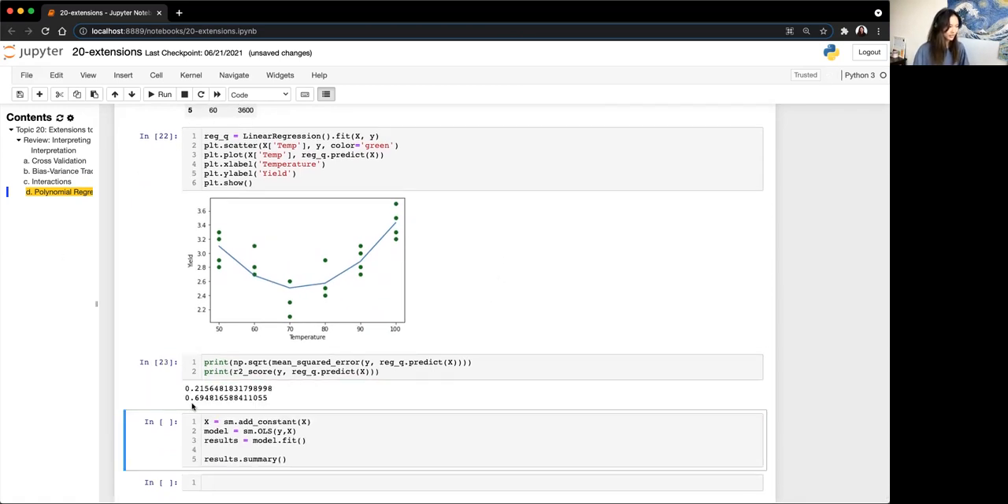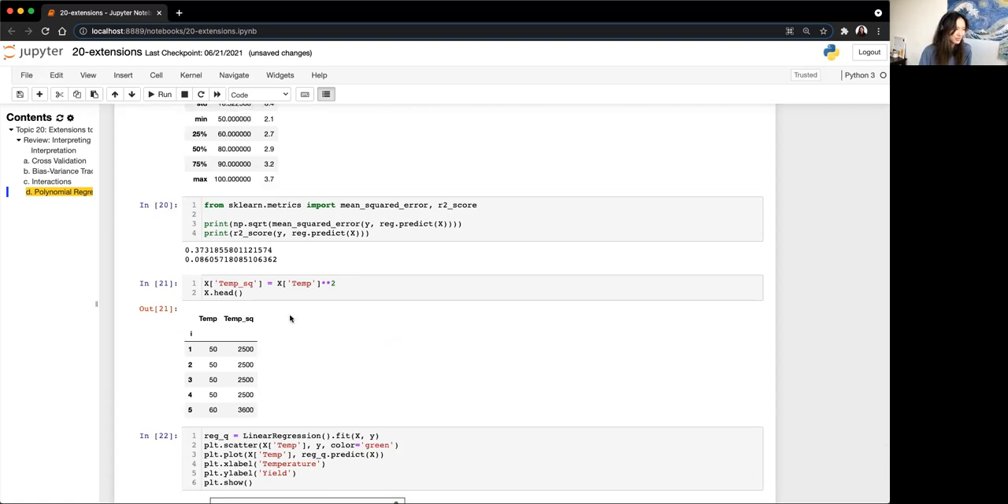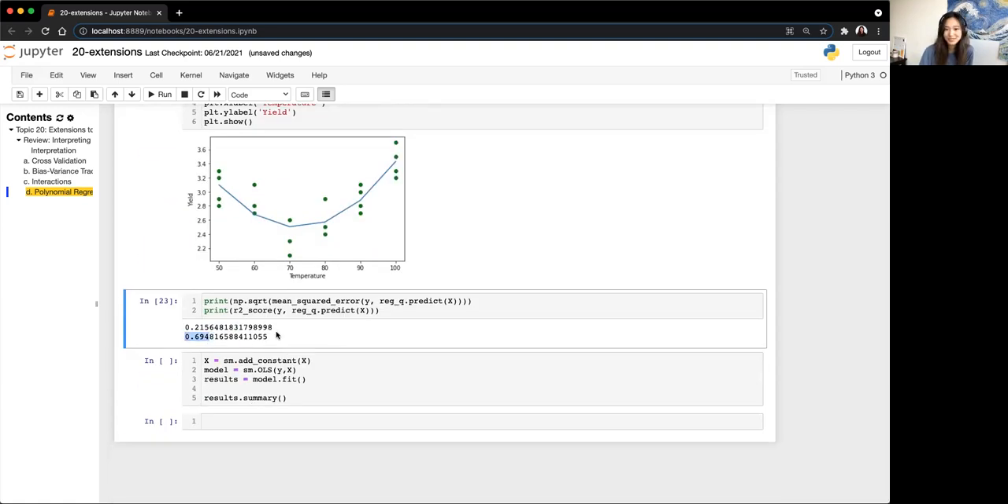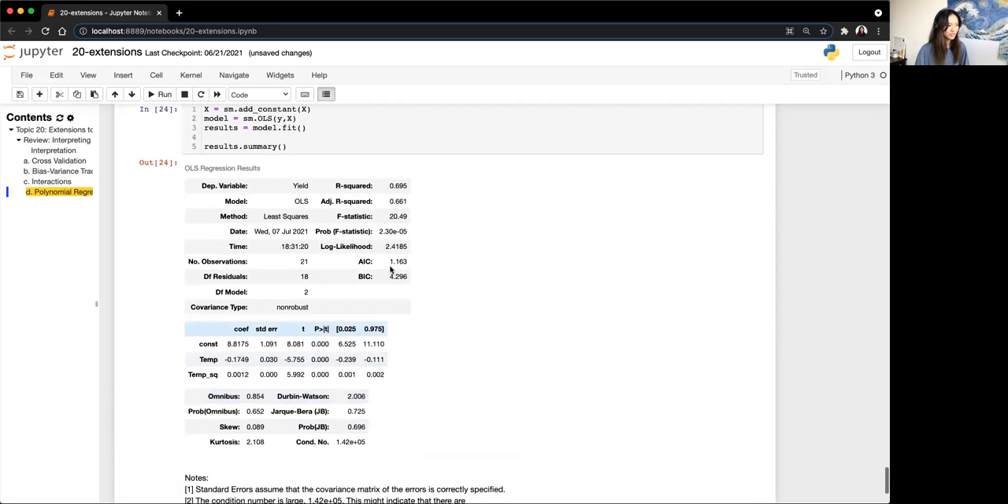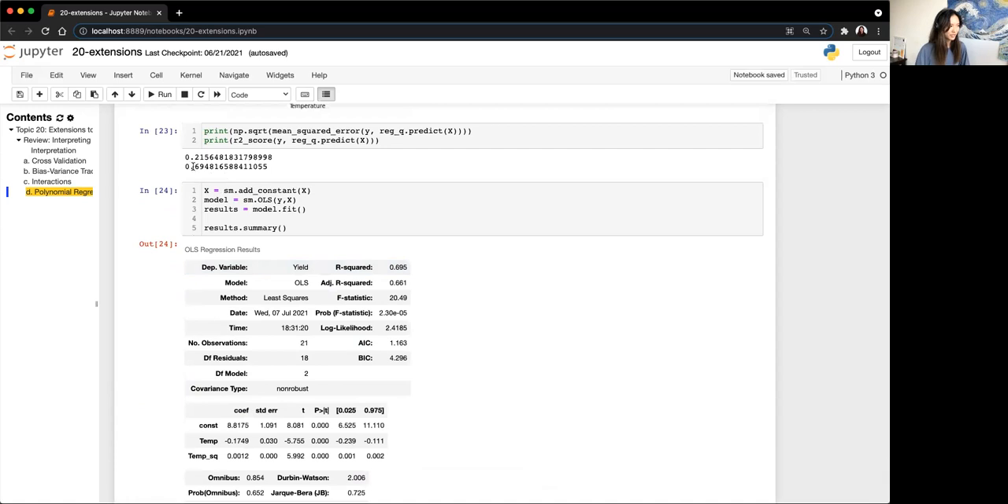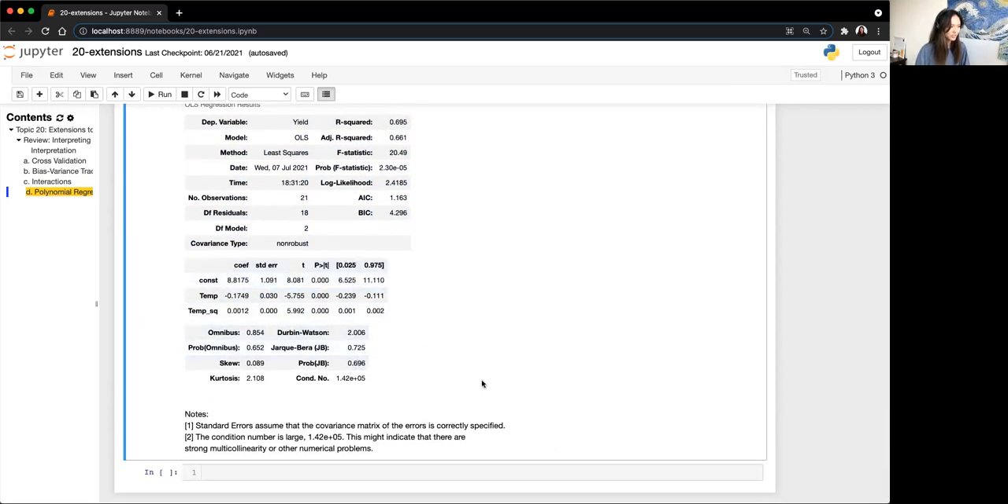And then we can take a look at our mean squared error. It's now 0.215, and our R squared is almost 0.7. So just by adding that squared term, we see a great increase from not even 9% to almost 70% R squared. And then if we want to see our summary, we can as well. We can see that here we have our matching R squared of 0.695, as well as low p-values for all.